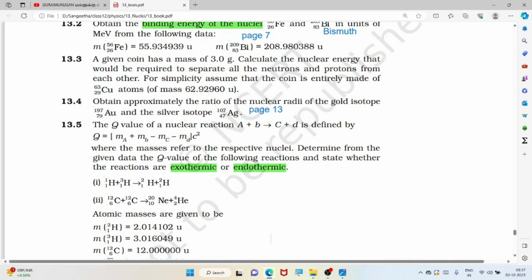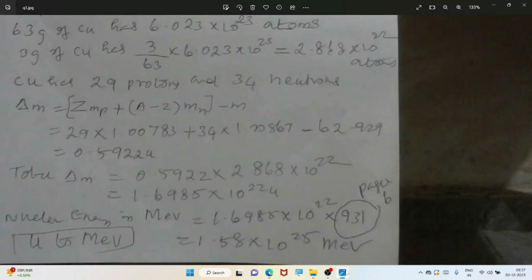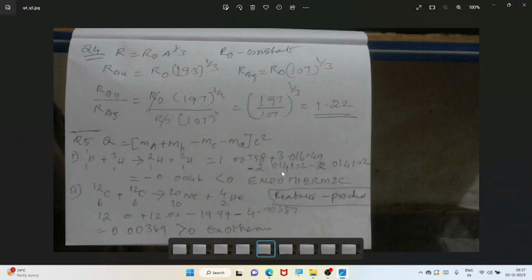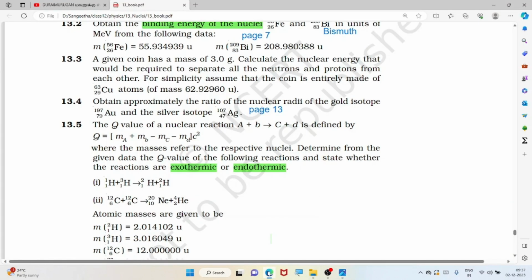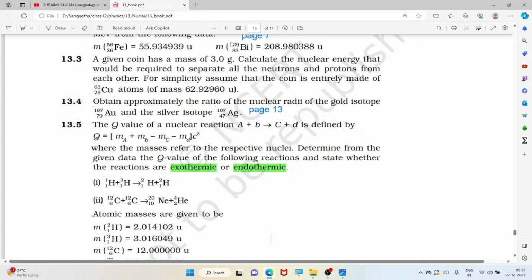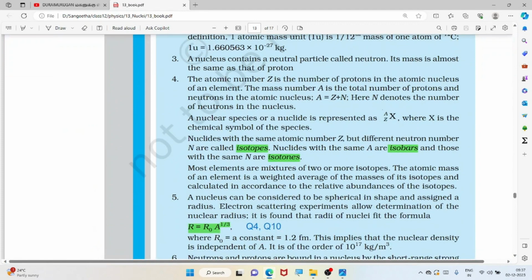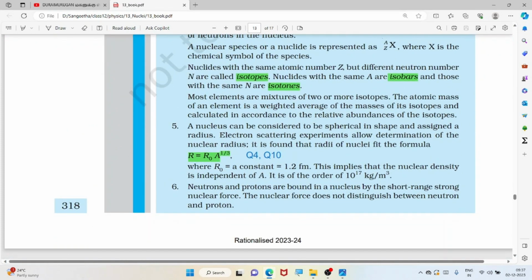Obtain approximately the ratio of the nucleus radius of gold to silver. Okay, this is the formula, the radius and atomic number relation. This is constant, so this will cancel out when you take the ratio. So then you will get 1.22. So you see this relation.